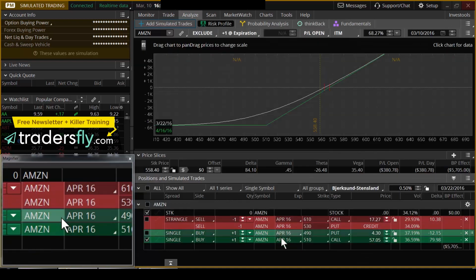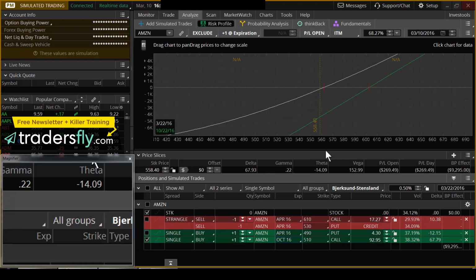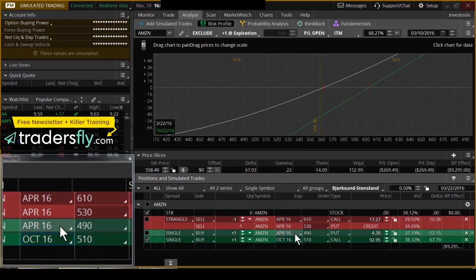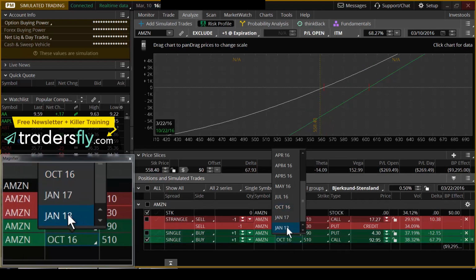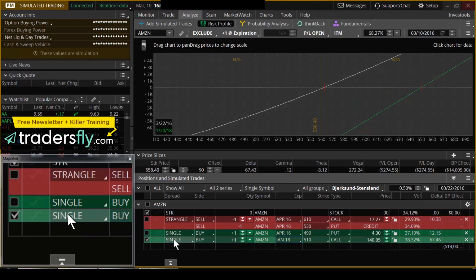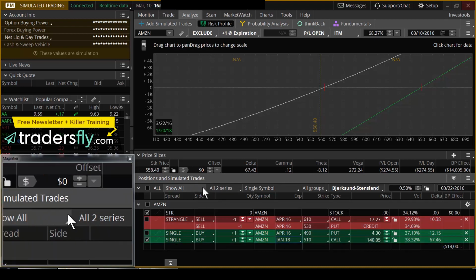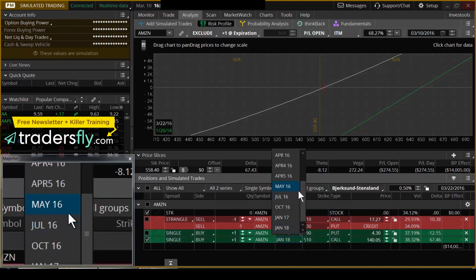So if we went a little bit further, like October, you can see the decay is only $14 per day. If we went into January, it's only $8 per day. So the more time premium that you buy, the less it decays on a day-by-day basis, the further out you go.